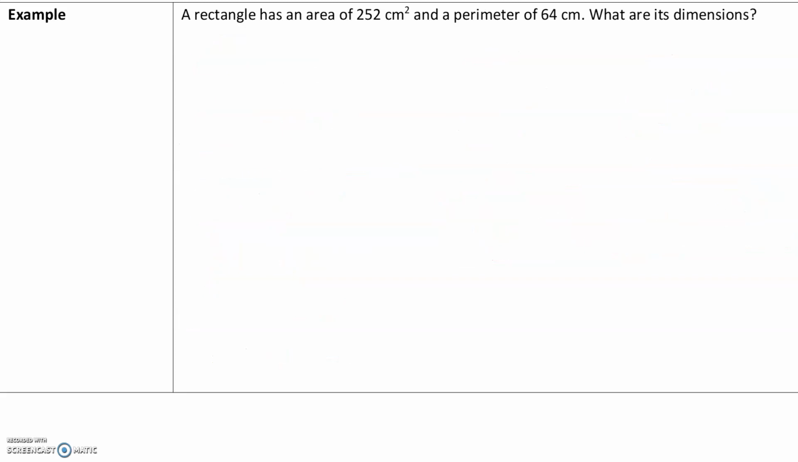Okay, last problem. We're going to do this one in class, but I'm going to start the setup here. A rectangle has an area of 252 square centimeters and a perimeter of 64. What are its dimensions? So we have a rectangle.